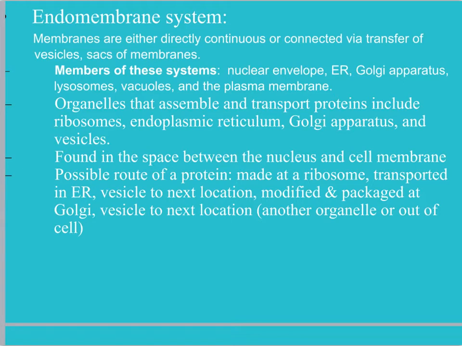So even though the ER and Golgi are not connected, they usually have a vesicle that takes a protein from the ER to the Golgi. So they're going to be kind of close together in the cell. Lysosomes and vacuoles are considered a type of vesicle. So anyway, organelles that assemble and transport proteins include the ribosomes, the endoplasmic reticulum, the Golgi, and vesicles. So again, this is between the nucleus and the cell membrane, and this is basically routing out what happens with the protein.